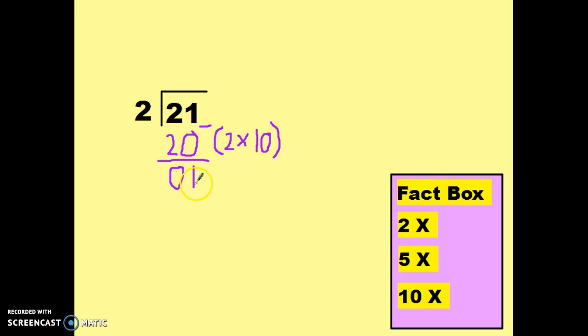Can 2 divide into 1 equally? No, it can't. So we now make sure that we circle the groups on the left and we remember to include this as our remainder. So the answer is 10, remainder 1.